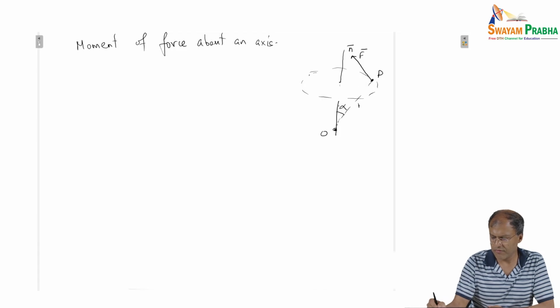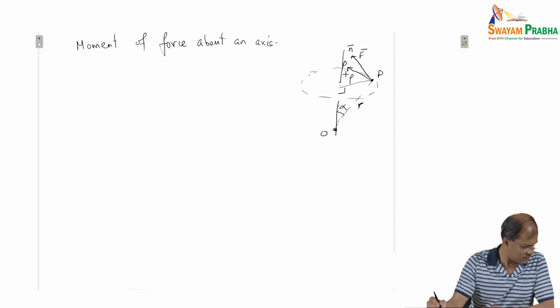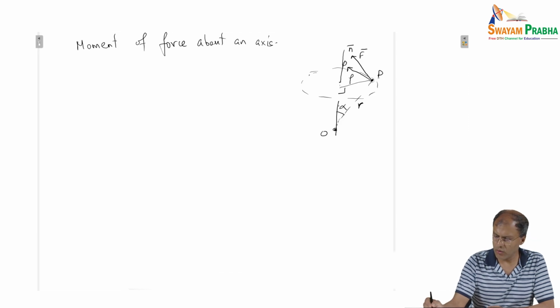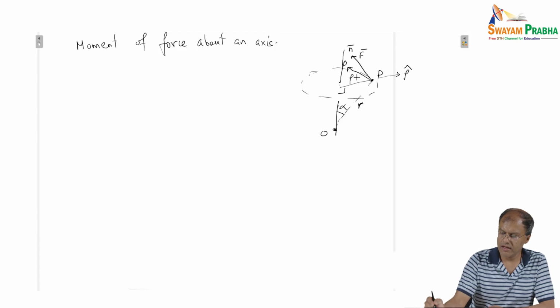and if this is the position of point P or particle P from the origin, then let us say rho being the perpendicular distance of the particle P from the axis of rotation, and then let's say phi is the tangential direction, and rho being the radial direction.